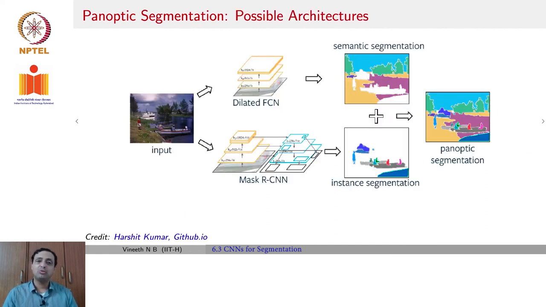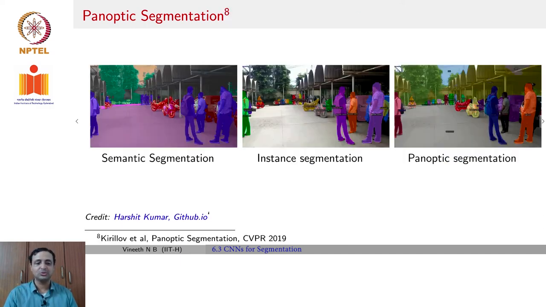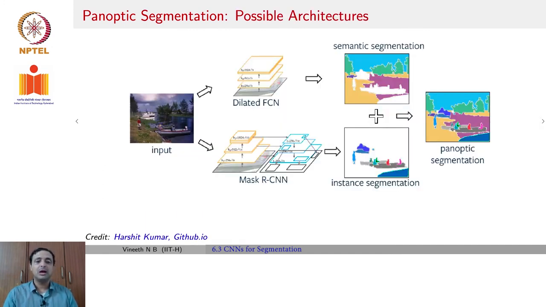So how do you perform panoptic segmentation? This work was first introduced at CVPR of 2019, about a year old, and one could achieve panoptic segmentation using a couple of architectures. You could perform Mask RCNN to get instance segmentation results. You could do a dilated FCN to get semantic segmentation results, and then you merge the two to get panoptic segmentation. That's one approach. This particular work implements a couple of approaches and then studies how this needs to be evaluated differently.